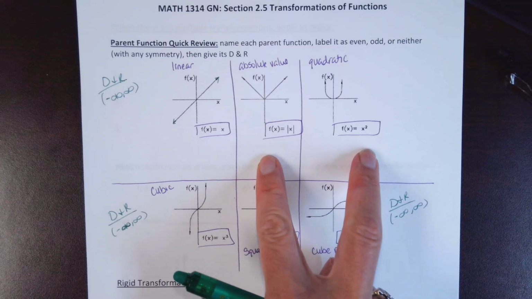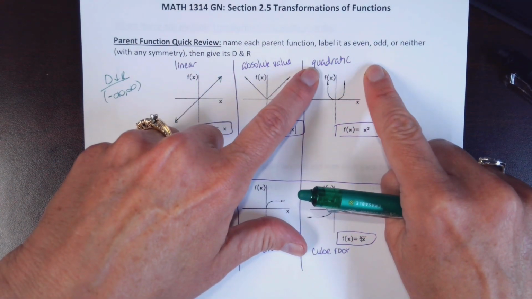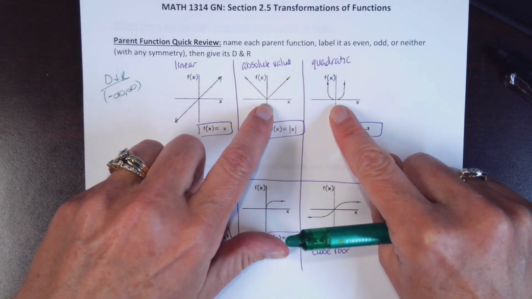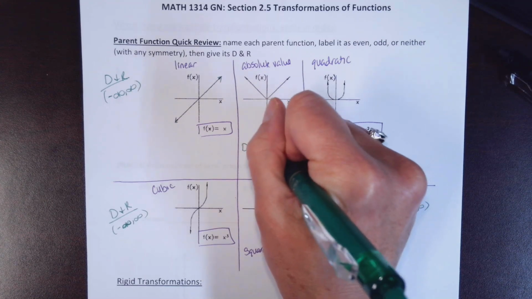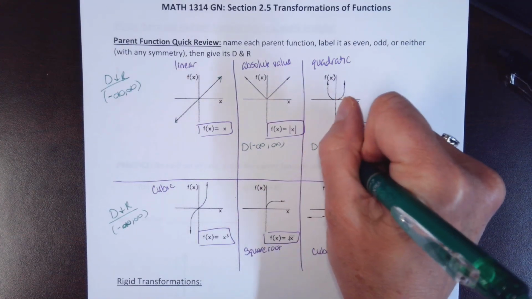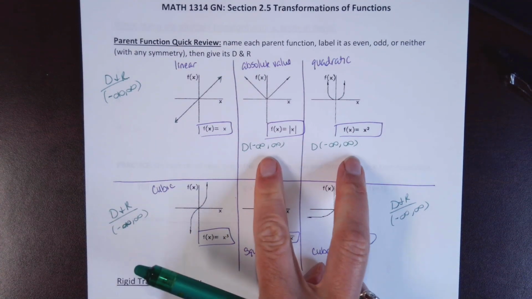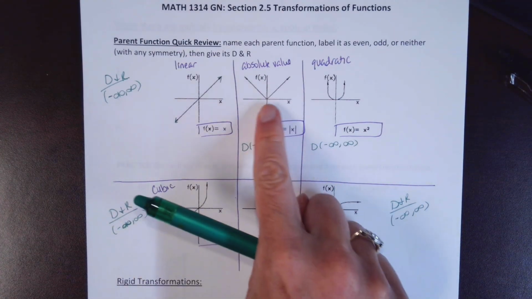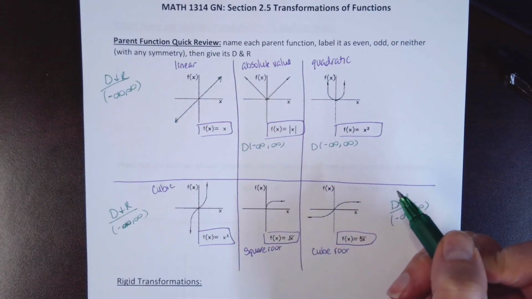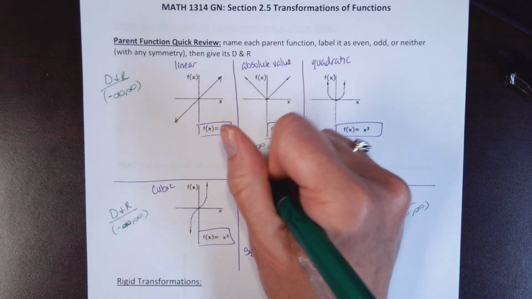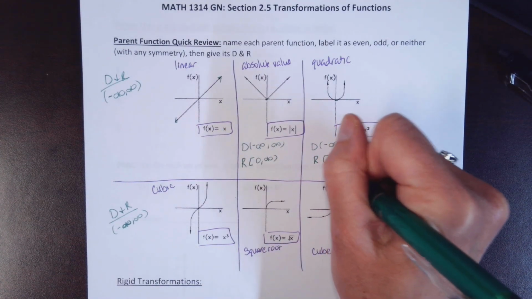Our absolute value and quadratic functions have domains that are all real numbers, but they have a limit to the range. So my domain is all real numbers for both of these functions. And once it is all real numbers, it's always all real numbers. There's no way to change that. However, when we have a limit, like both of these, the parents have a limit on the range of 0, so they have a minimum of 0 to positive infinity for their ranges.